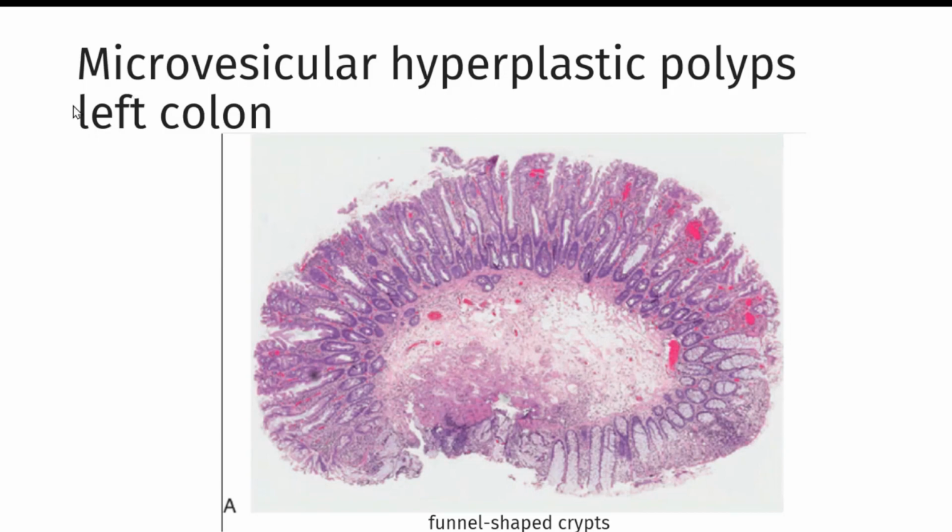hyperplastic polyps. I put here this hyperplastic polyp usually in the left colon. At low power, we can see the surface is serrated, and the crypts are funnel shaped. They go outward, the outer part is wider than the deeper part, so there's a funnel-shaped crypt. Then we do not see any hyperchromasia and other stuff.